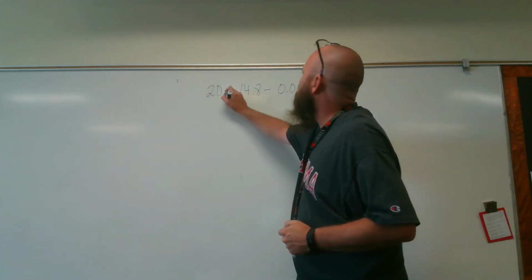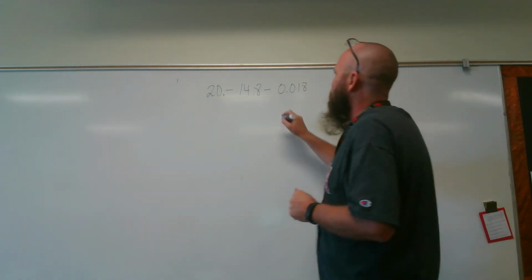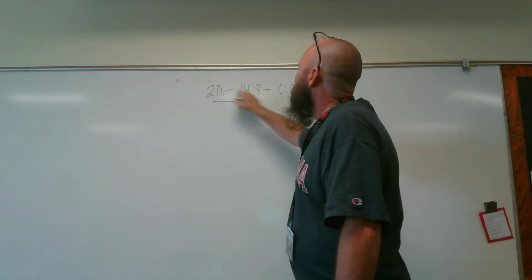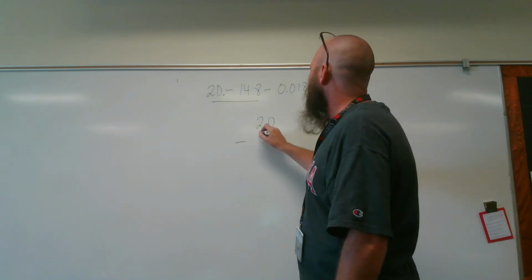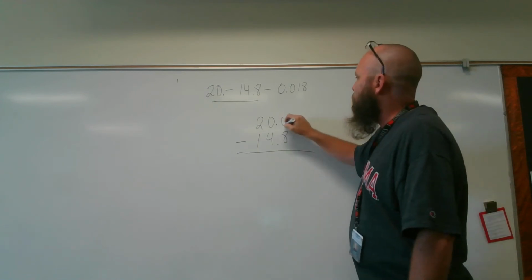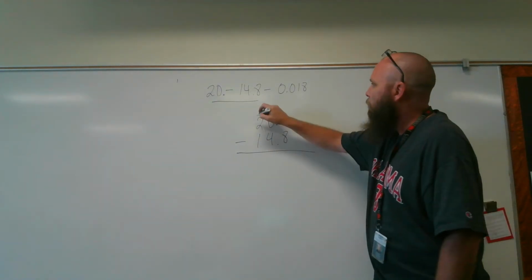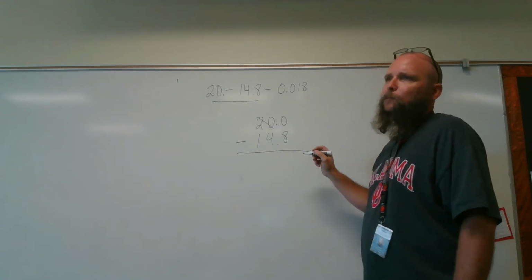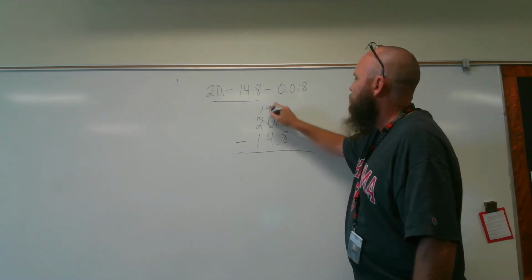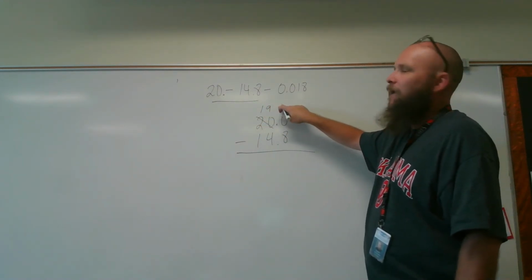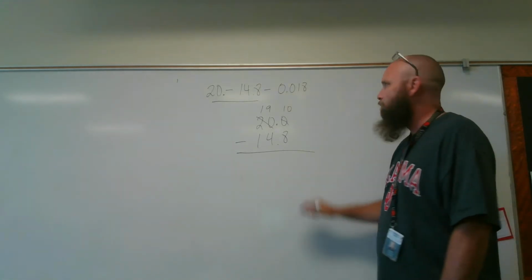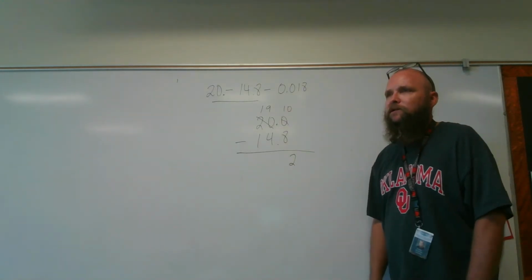You said that 0's in the ones place. That means the decimal point's right after it. Now, can I label these all straight? I got to do them 2 at a time, right? So I'm going to do 20 and 0 tenths, subtract 14 and 8 tenths. The 20 becomes 19, because I just traded $1 and I'm changing that to dimes. 10 subtract 8 is 2. 19 subtract 14 is 5.